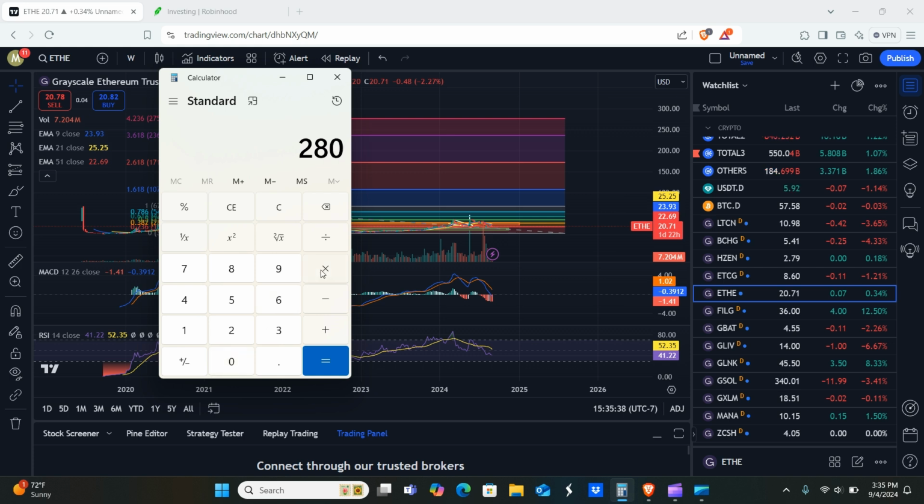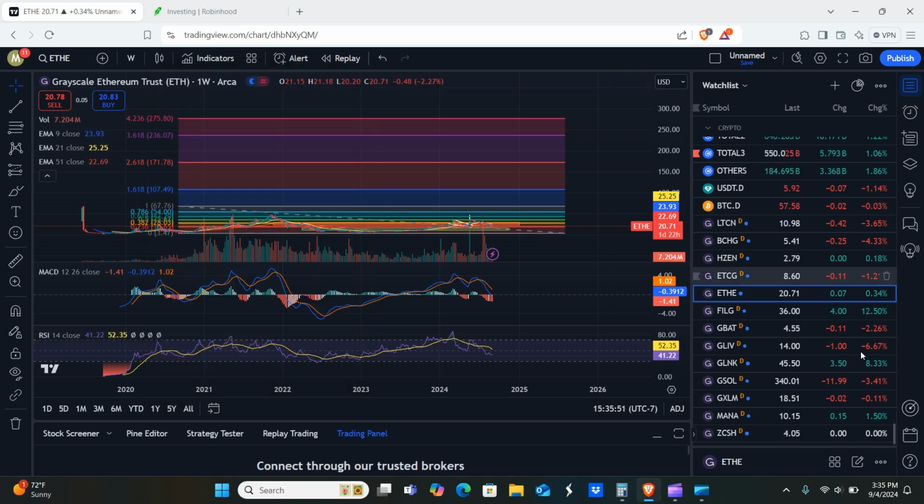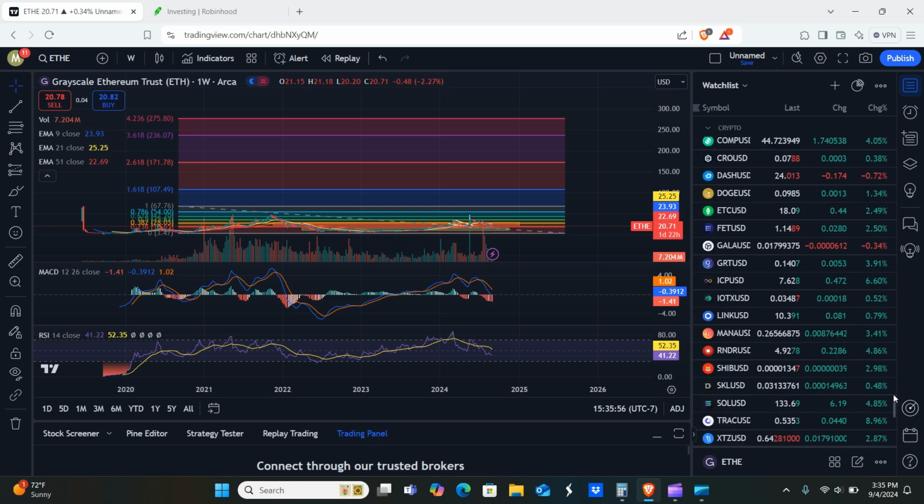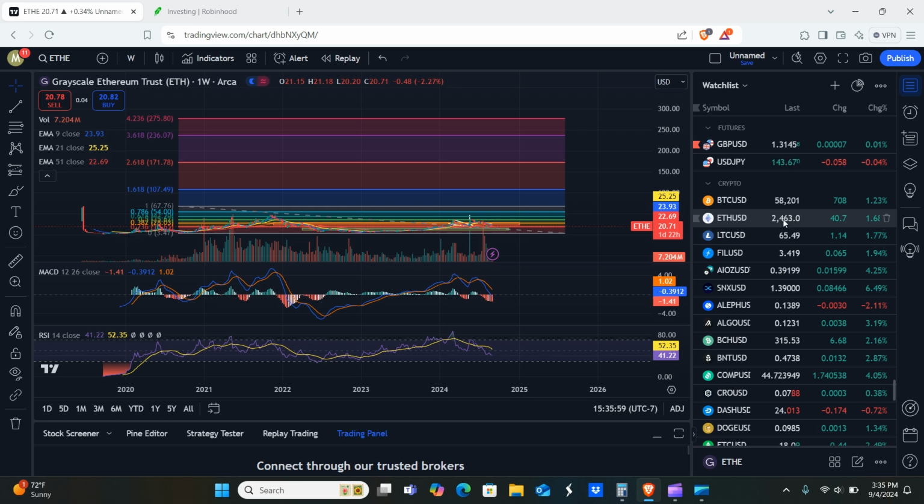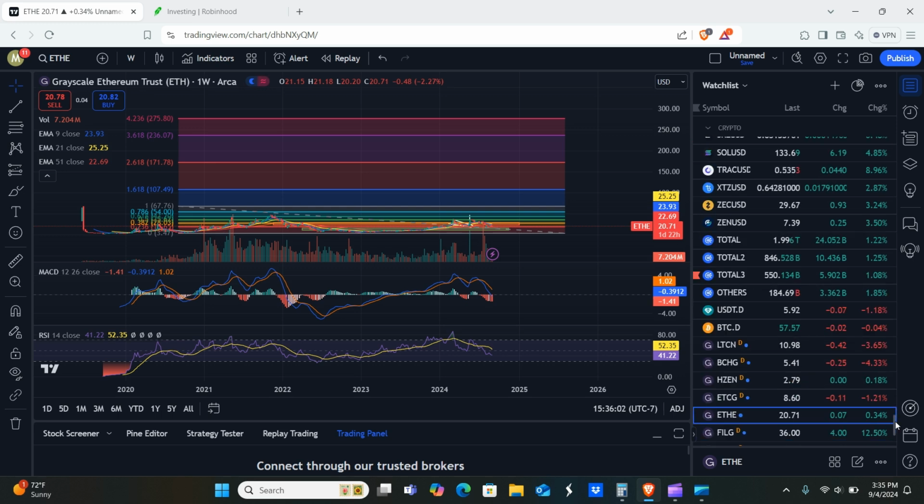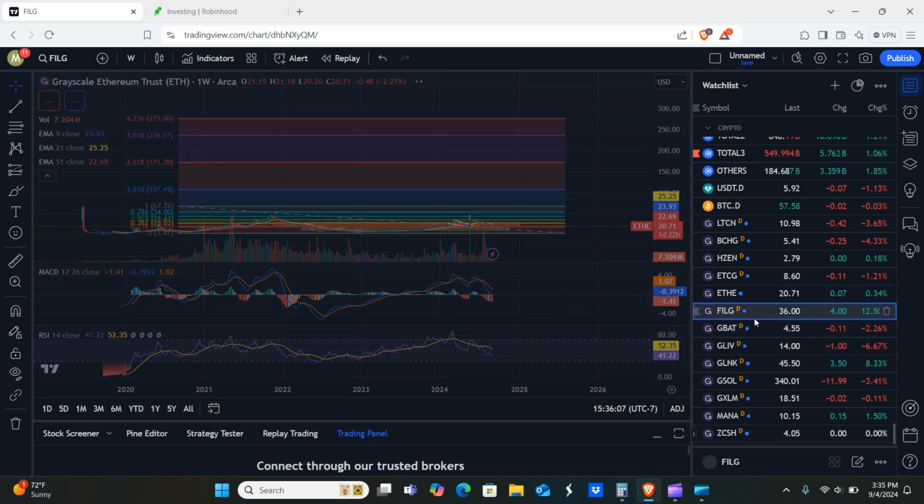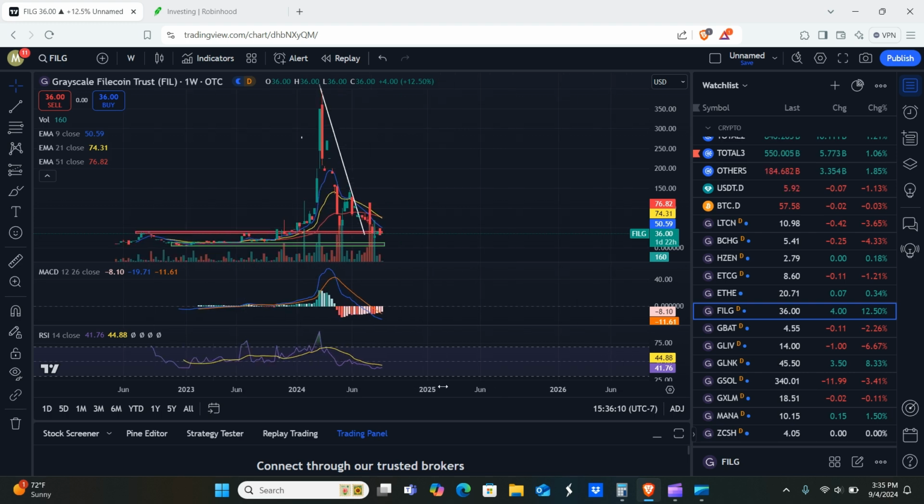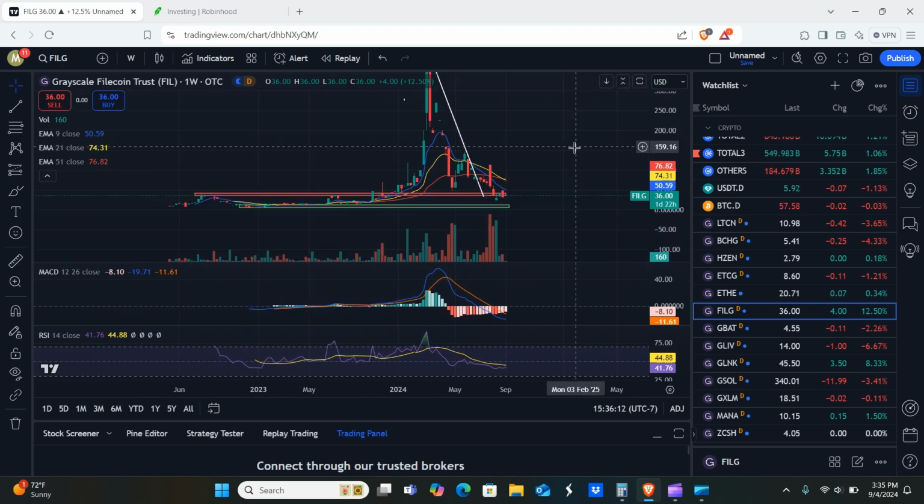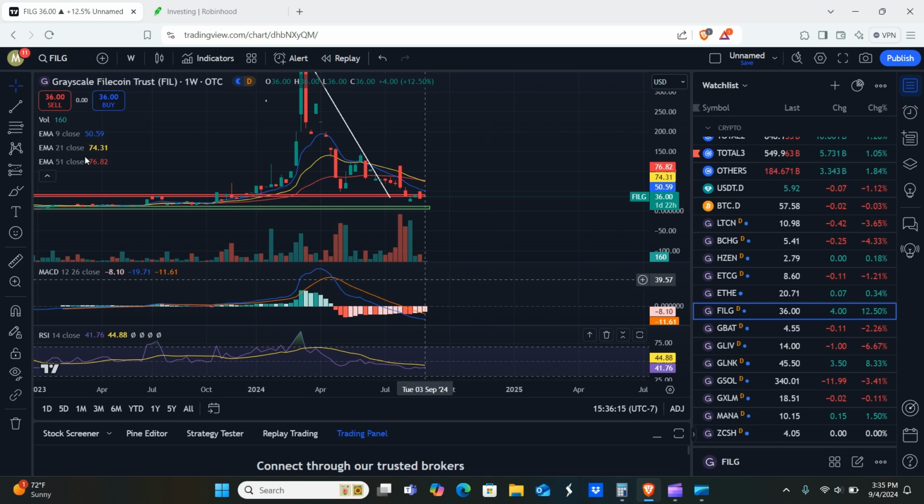So 280 divided by 20.70, 13.5, so 13.5x. That's still pretty good. I do think that's possible for Ethereum. I don't know that it's possible for ETH-E and ETCG to do something like that, but I don't know that Ethereum's going to do a 13x from the current price that it's at right now. I'm just going to give a rough estimate here and say that I think Ethereum might top out somewhere around maybe 10 to 12K, maybe 15K if I'm being generous.